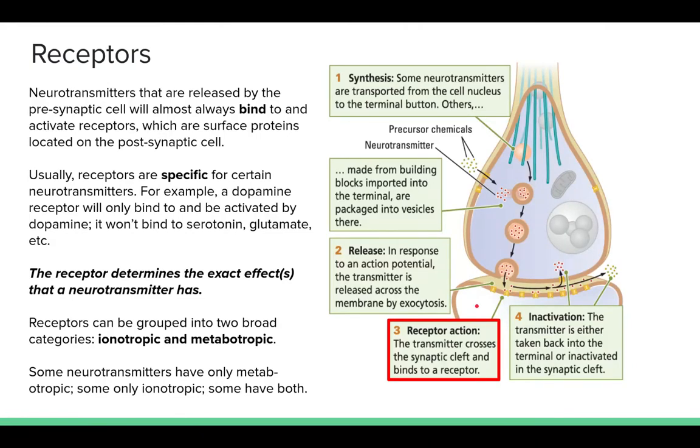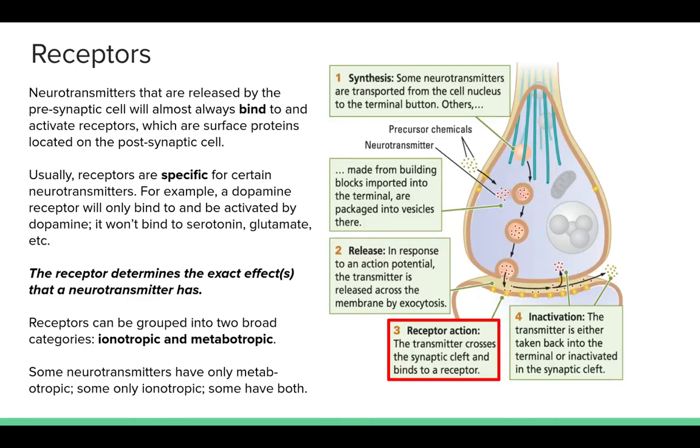And so again, when we think of the function of the synapse, it's to translate electrical signals into chemical signals and then back into electrical signals. And it's really the receptors that are responsible for that last part, going from the chemical back to the electrical.